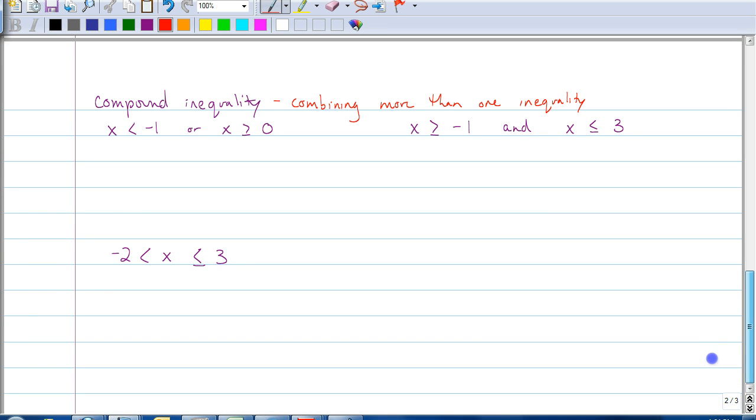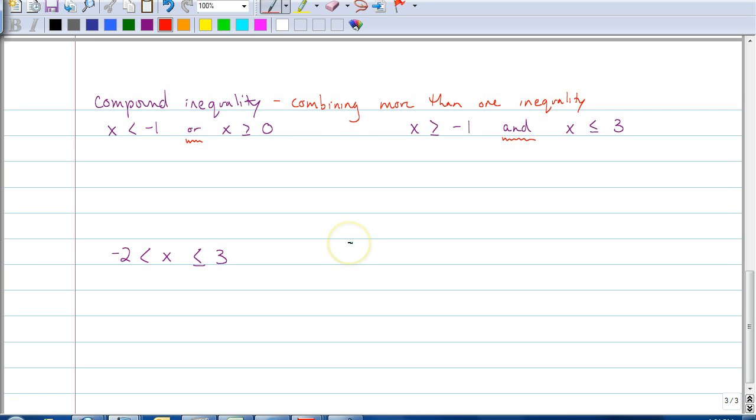Let's talk about compound inequalities now. A compound inequality just means that you're combining more than one inequality. When we have compound inequalities, there's two ways that we can combine them. One is by using the word or, and the other one is using the word and. Using the word or means that it's going to be either in one category or the other, but it's not going to be in both. So I could have a number that's less than -1 or greater than or equal to 0, but there is no number less than -1 that's also greater than or equal to 0.